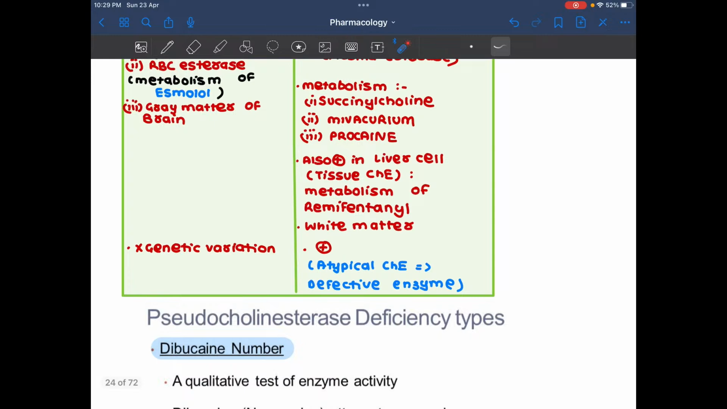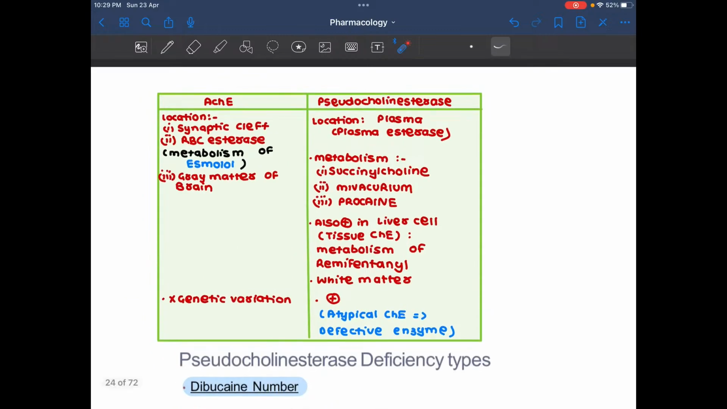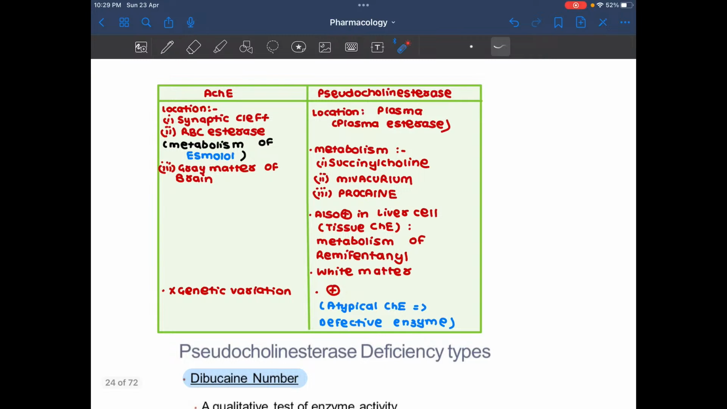What about the second one? Our acetylcholinesterase does not have any genetic variation. Everyone is going to have the same amount of acetylcholinesterase. But in case of pseudocholinesterase, also known as butyrylcholinesterase, we're going to see some genetic variation. We call it the atypical cholinesterase. That's your defective enzyme.